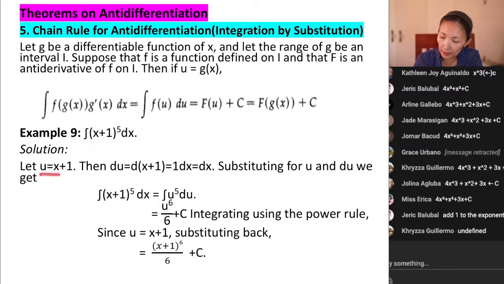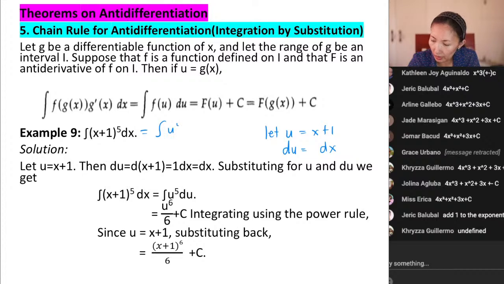Okay, so u is x plus 1. Therefore, we could express this as u raised to the 5 and du, let's find out. So, if u is x plus 1, then du, we let the quantity inside be u, let u be equal to x plus 1. Differentiate with respect to x, derivative of x is 1 dx. Okay, derivative of 1 is 0. So, you don't have to write or indicate 1. It's implied. So, du equal to dx, which means that the original function could be written into the form integral of u to the 5th power du.